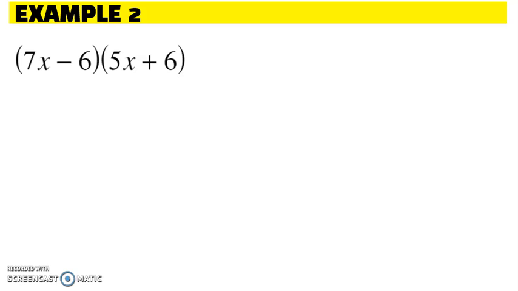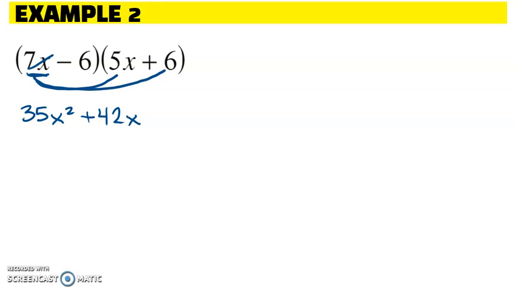Okay, let's try it again. 7x minus 6 times 5x plus 6. We're going to start with 7x times 5x. That's 35x squared. X times x, make sure you change the exponent. 7x times 6 is positive 42x. I'm done with the 7x. It's been multiplied times everything.